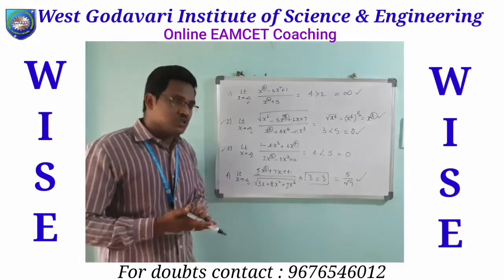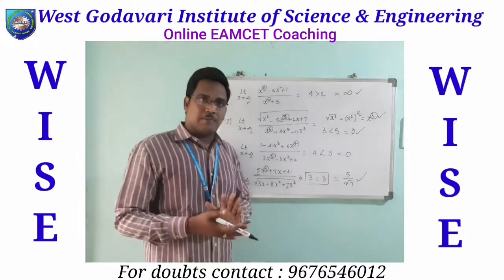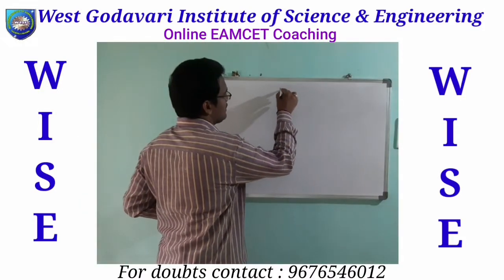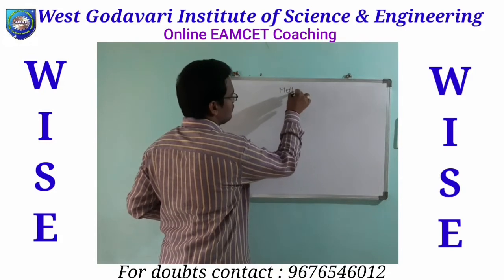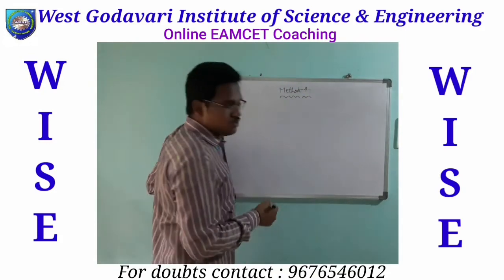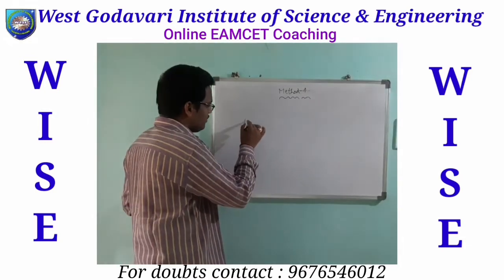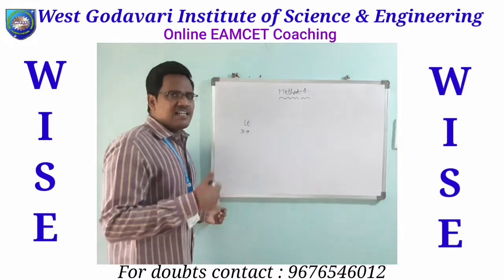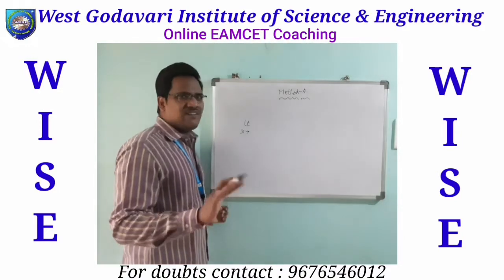Okay friends, let us see another shortcut method, method 4. This is a very important method in the limits and continuity concept. It is very funny also. I can explain: limit x tends to anything, meaning either infinity, 0, 2, 3, whatever the value.